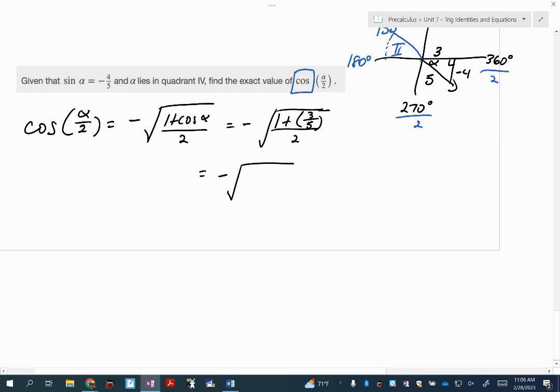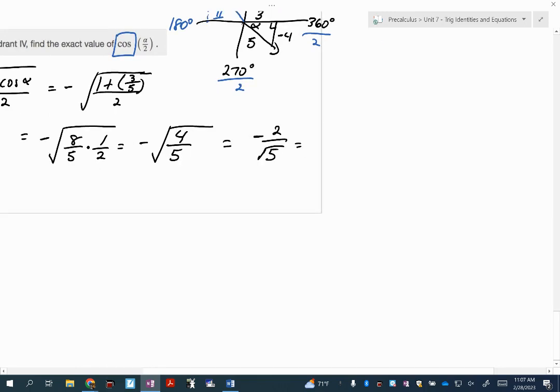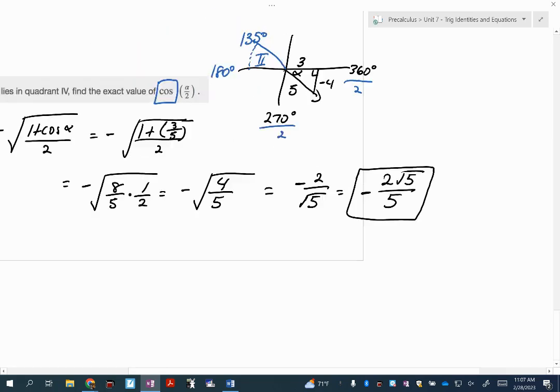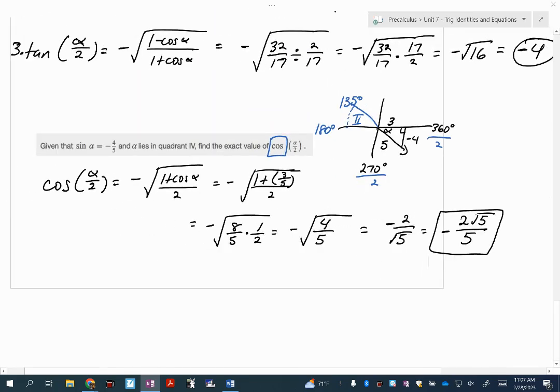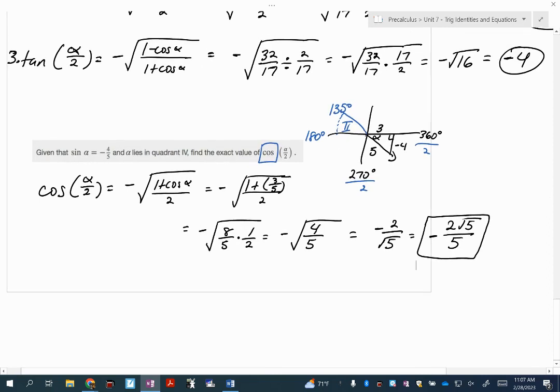Let's add the tops. So we get 1, which is really 5/5, plus 3/5, which is 8/5, divided by 2, or times 1/2. 8 divided by 2 is 4. We should know the square root of 4, which is 2. So here's the answer. Rationalize the denominator to get negative 2 times the square root of 5 over 5. And that is it. All right, so there are 2 Delta Math links to practice with the double angle formulas and with the half angle formulas. Good luck.